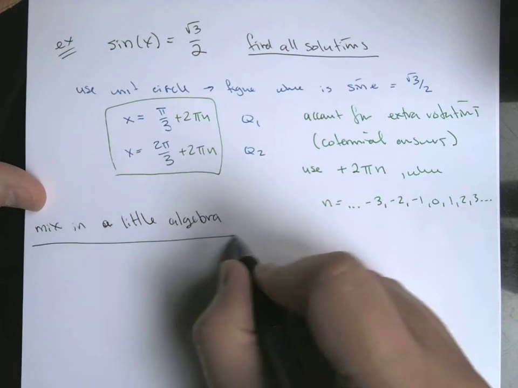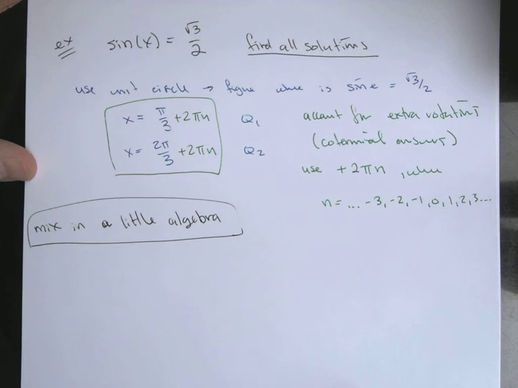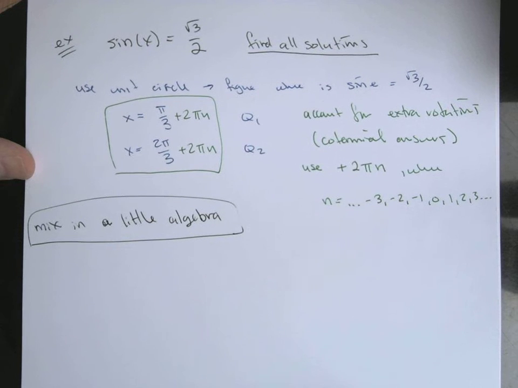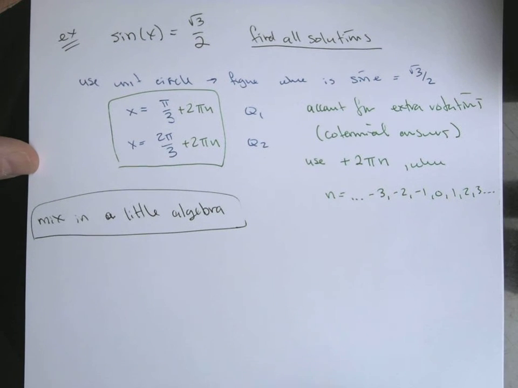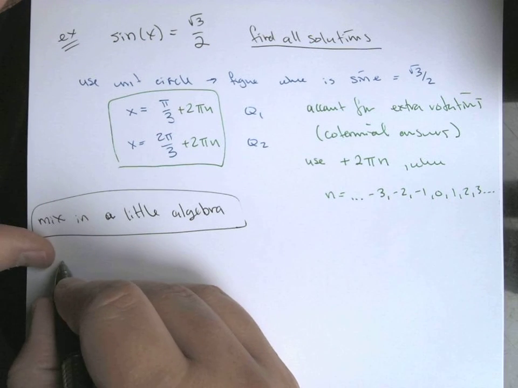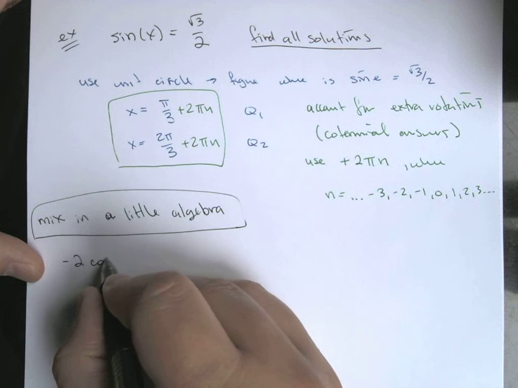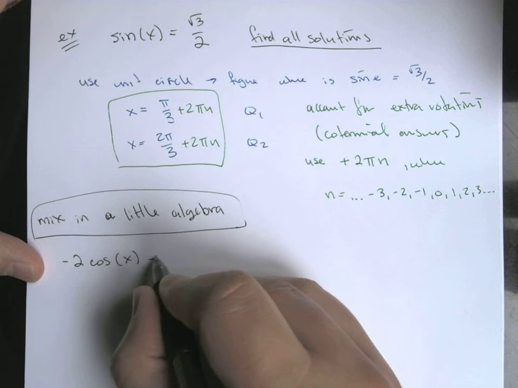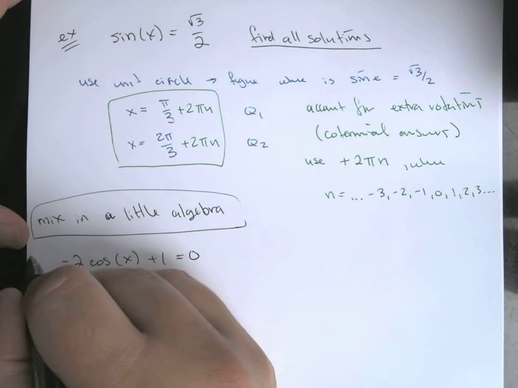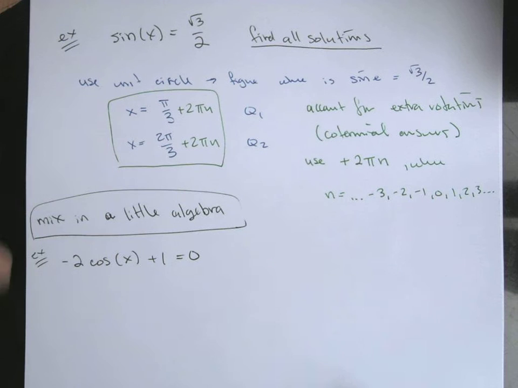So in theory, right, we could sort of do this type of thing just like as much as we want. But if we mix in a little bit of algebra, we can get some other stuff going. So let's say something like 2 times the cosine of x plus 1 is 0. I'm sorry, negative 2 times the cosine of x plus 1 is 0.